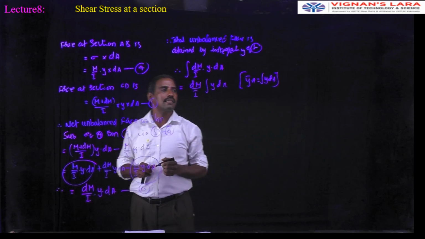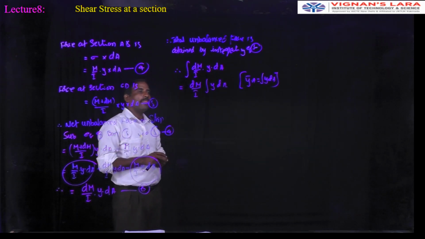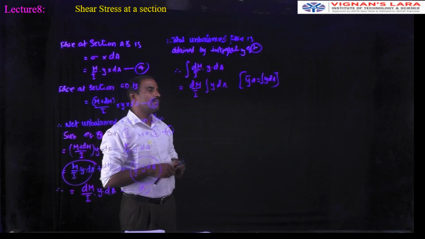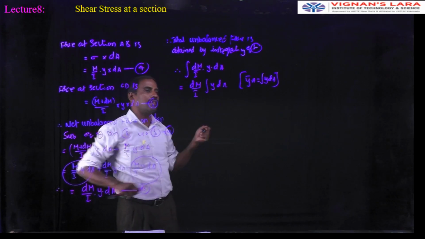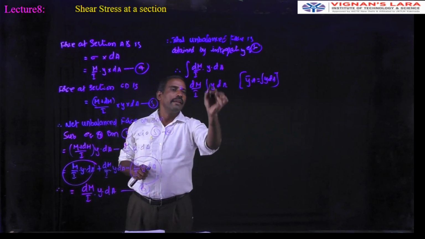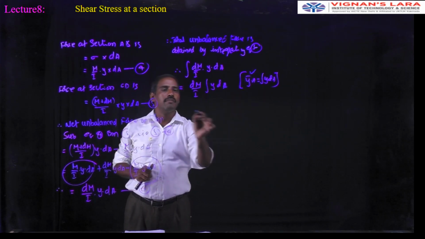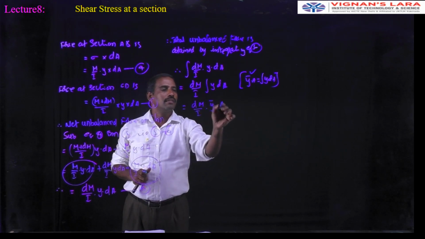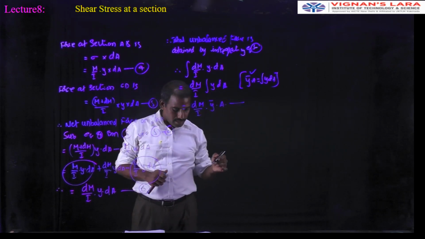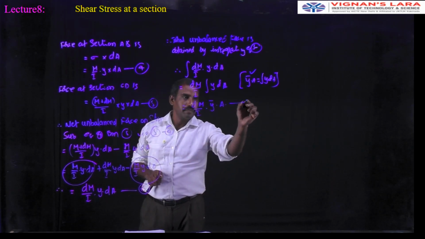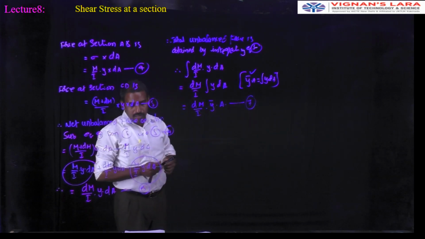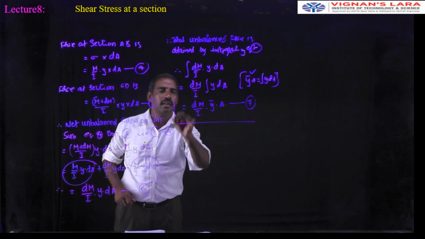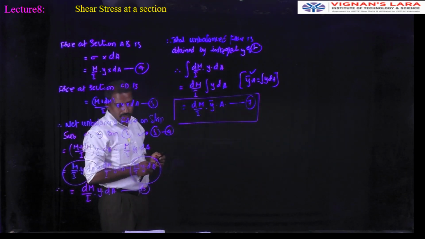We know that this is the moment of the total area about the x-axis, equal to the algebraic summation of individual elements about the same axis. So the integral of y into dA is replaced by y bar into A, that is equal to dM by I into y bar into A. This is equation number 7. So this is the total unbalanced force. Keep it in mind. This equation is very important.